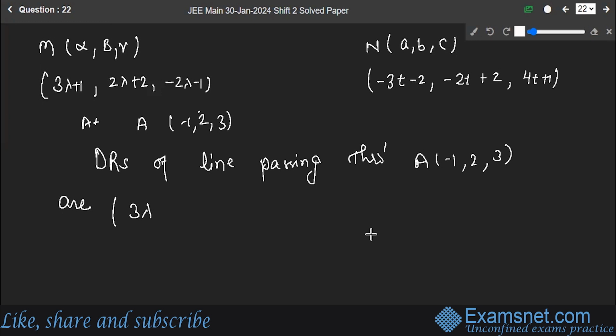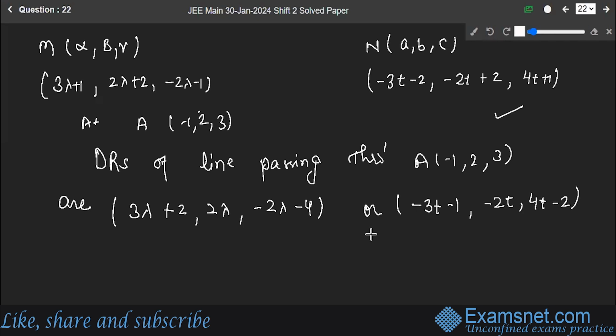3 lambda minus of -1, this will be +2. 2 lambda plus 2 minus 2. 2 lambda minus 2 lambda minus 1 minus 3. Minus 2 lambda minus 4. Minus 1 minus 3, yes. And it will be given by, if I use this equation, -3t minus 1 minus 2t, 4t minus 2. So direction ratios of the line which is passing through this are this and this.